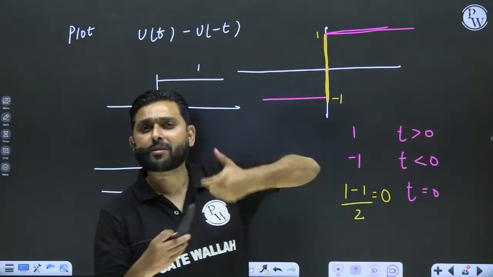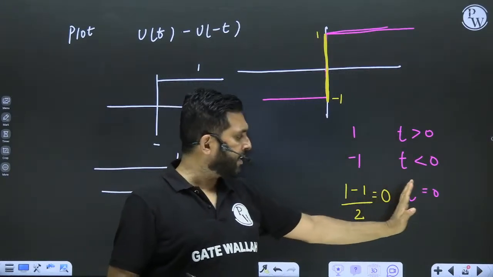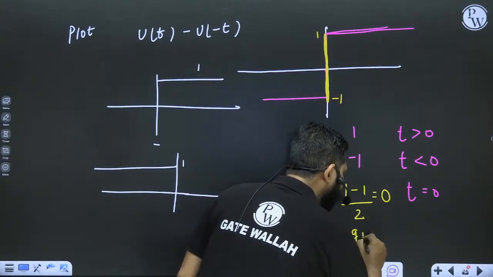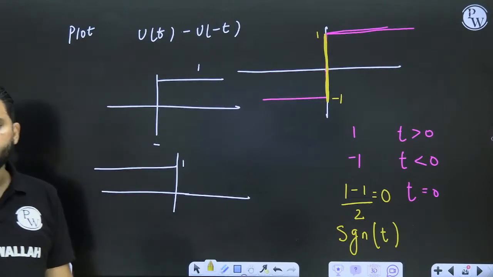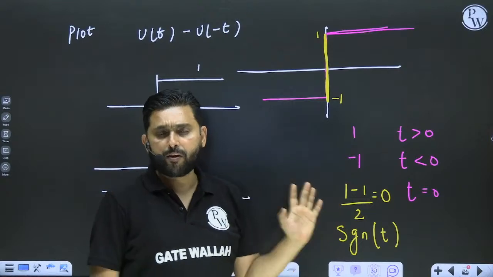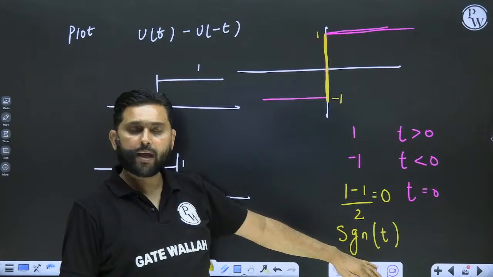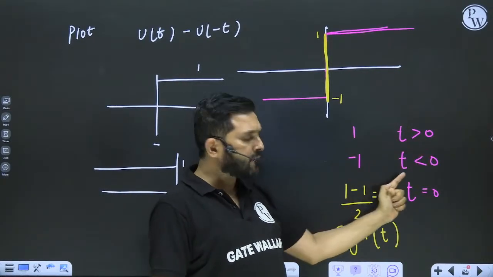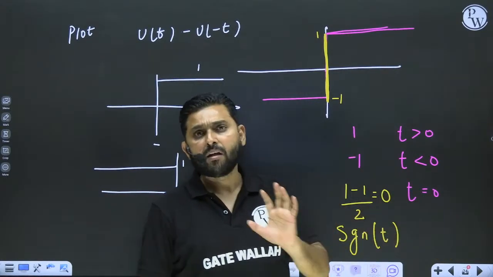This means that when t is positive, it gives you 1. When t is negative, it gives you minus 1. And when t is 0, it is 0. This function is popularly known as the Signum function or sign function. It's a very, very famous function. So Signum of t is 1 when t is greater than 0, minus 1 when t is less than 0, and 0 when t is equal to 0. That's what the meaning of Signum function is.